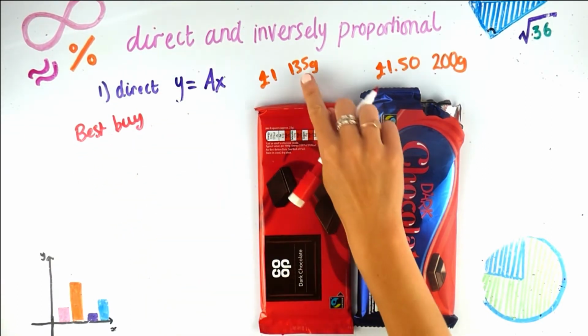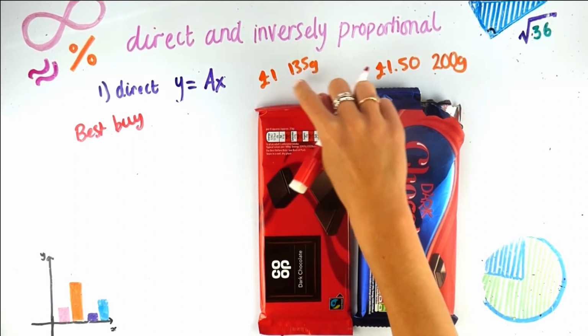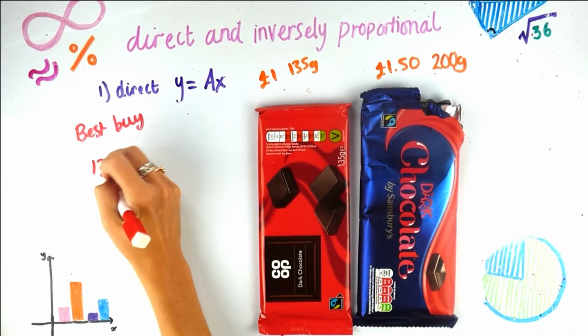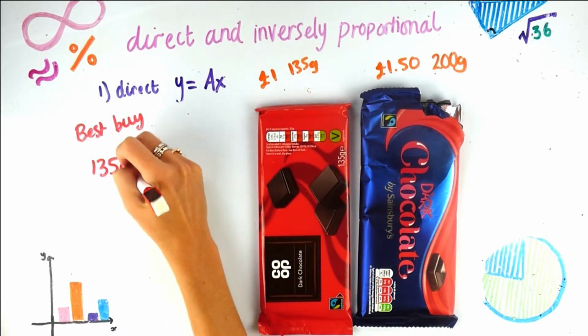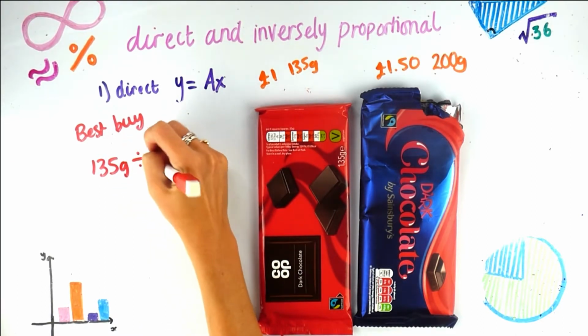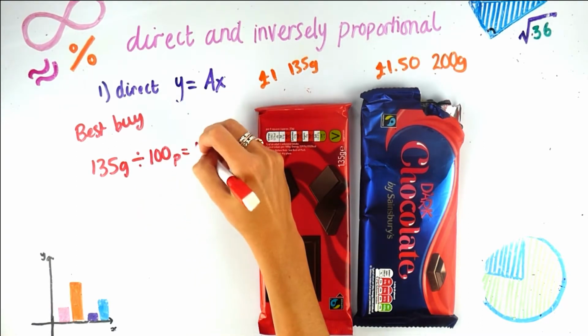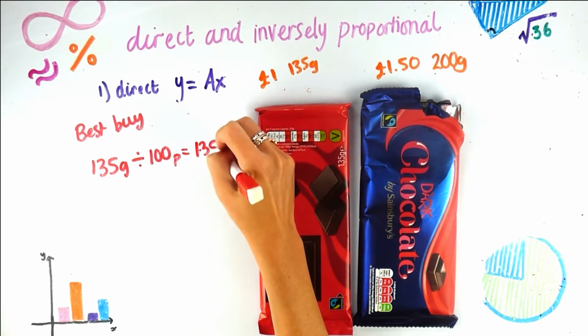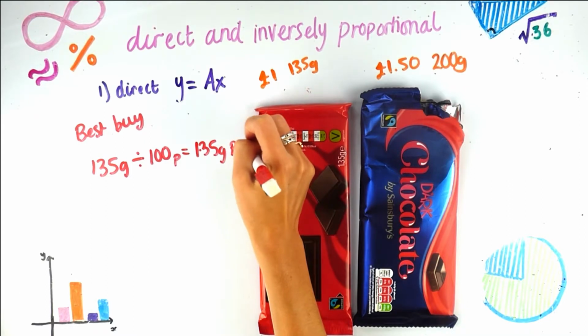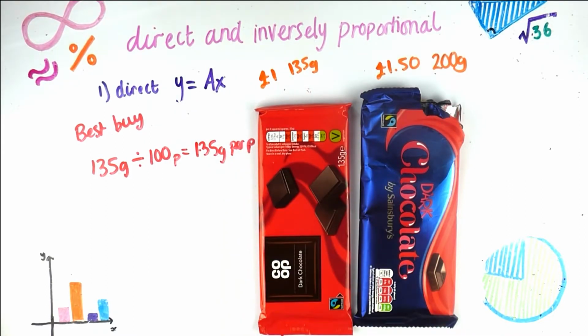So it's 135 grams for £1. So I do 135, that's grams, divided by 100 pennies, because there's 100 pennies in a pound. So that means I get 1.35 grams per penny. Okay, so for every penny I pay, I'm getting 1.35 grams. What about my Sainsbury's bar?